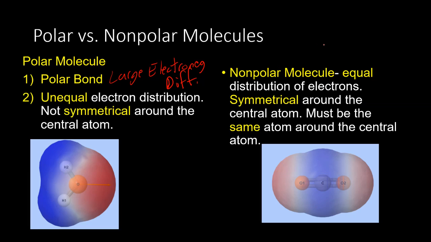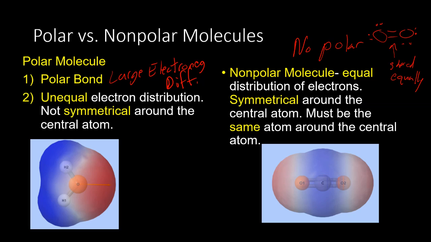They could have no polar bond, which means something bonded to itself. So an oxygen double bonded to another oxygen. Well, those oxygens are no different, so these electrons are being shared equally. So there's no charge difference, and therefore that would not be polar. So if you don't have a polar bond, you're not going to have a polar molecule.